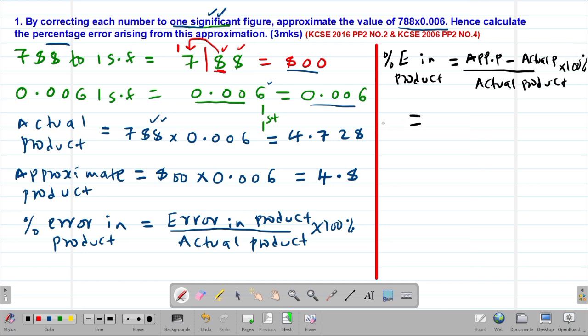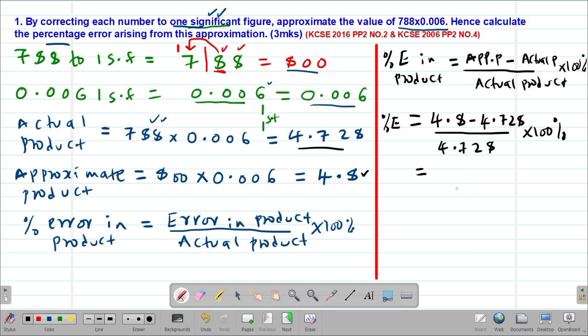The percentage error will be given by the approximate product, which we got as 4.8, minus the actual product, which is 4.728, divided by the actual product, still 4.728. Then we multiply this by 100%. The difference in the numerator gives us 0.072, then divided by 4.728, then you multiply this by 100%. You feed this on your calculator, and you're going to get one whole number, 108 over 197%.